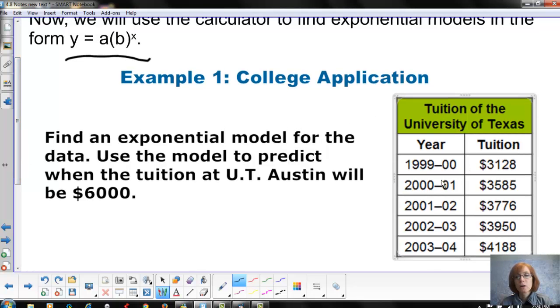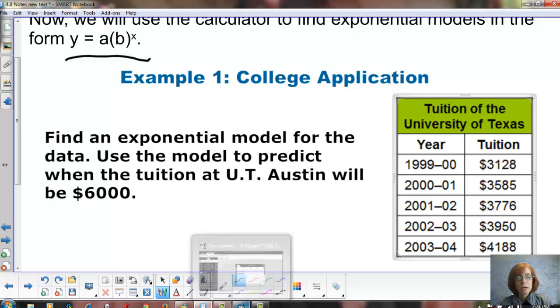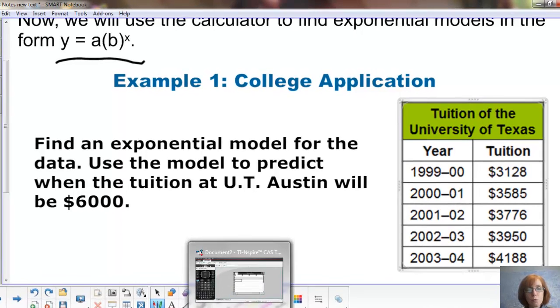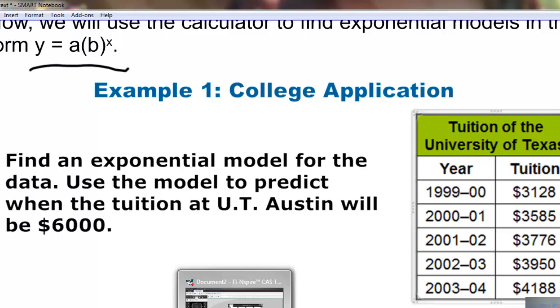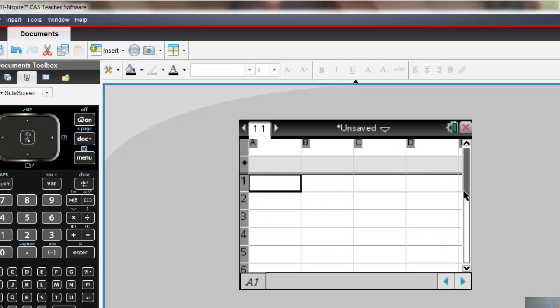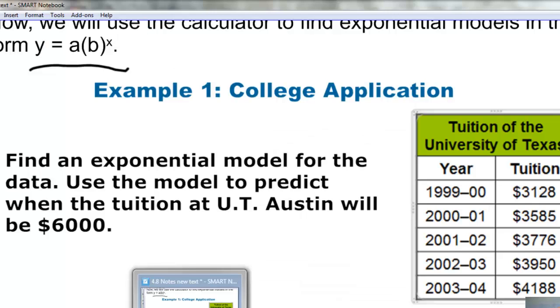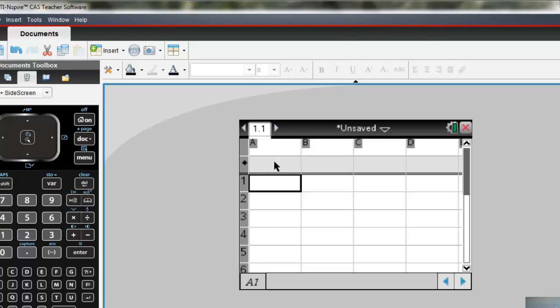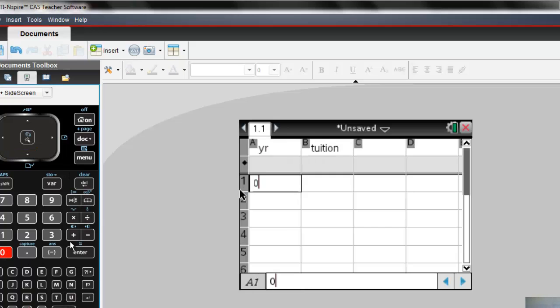So we're going to do this with our calculator. We're going to enter the data in the calculator, and then we're going to use the calculator to do the regression. So pull up your calculators, please. You're going to show me this when I check this homework in, that you have this entered in your calculator. So for the year 1999 to 2000, let's just put that as year 0. And for 2000 to 2001, let's just make that year 1, and so on. So let's first call this the year. And then we enter the data.